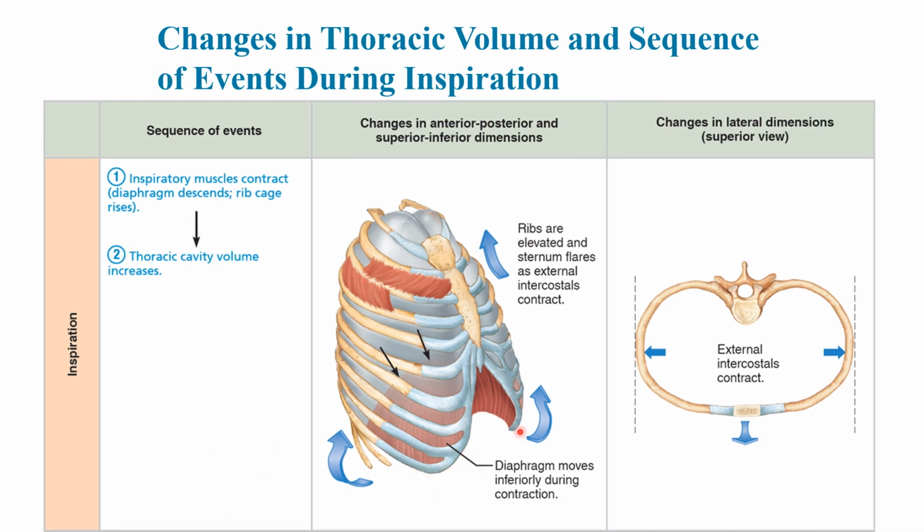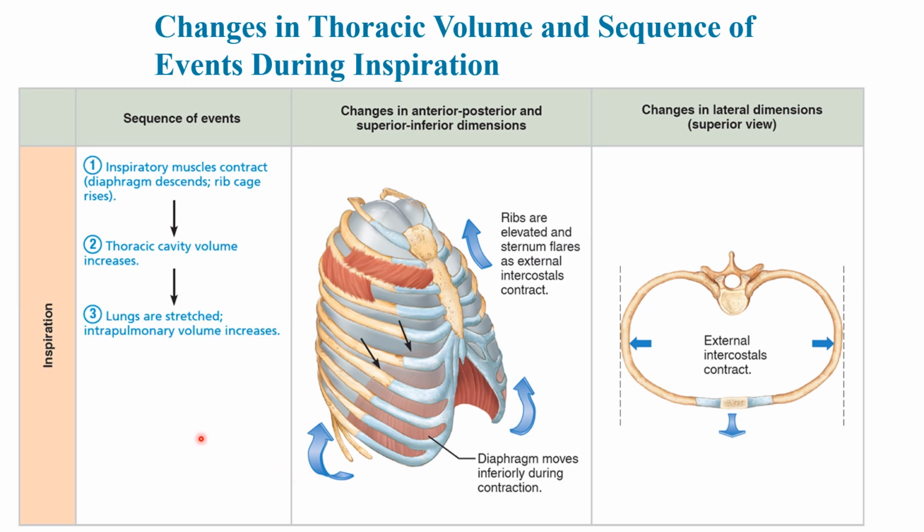So when the diaphragm moves down and the rib cage is pulled out, the thoracic cavity volume increases. And this is how they have shown it over here. So this sternum is pulled outside, and the ribs are also moved outside to the sides because of the external intercostal muscle. So this diameter increases, and also this diameter has increased because of the diaphragm. Now, because the thoracic cavity volume has increased, the lungs are stretched, and the intrapulmonary volume increases.